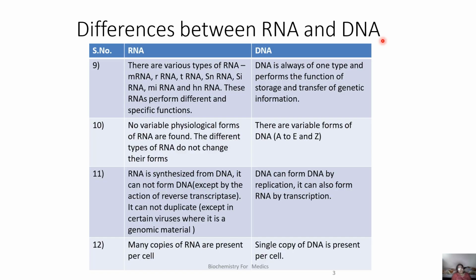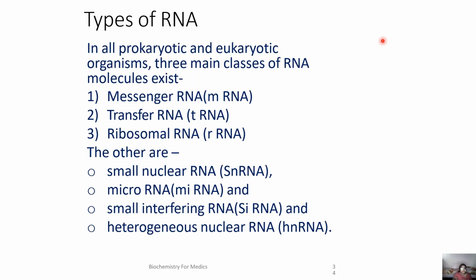RNA is synthesized from DNA, it cannot form DNA except by the action of reverse transcriptase. Okay? And then it's called cDNA or complementary DNA. It cannot duplicate except in certain viruses where it is the genomic material. Whereas DNA can form DNA by replication, it can also form RNA by transcription. Many copies of RNA are present per cell, which is known as the transcriptome, whereas a single copy of DNA is present per cell.